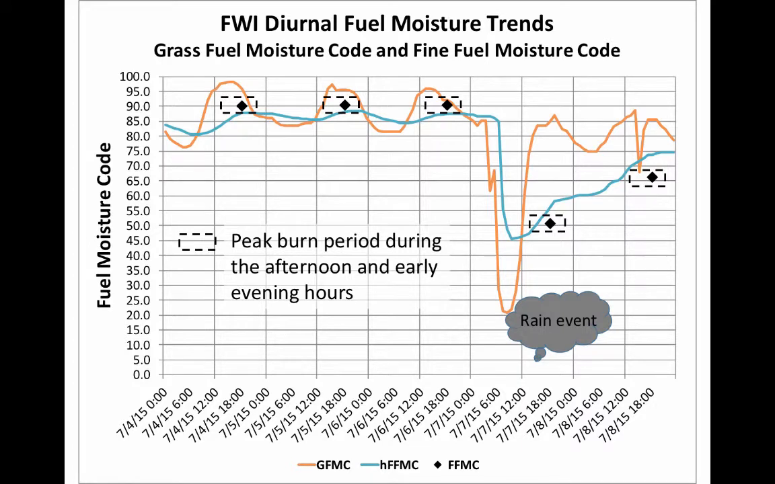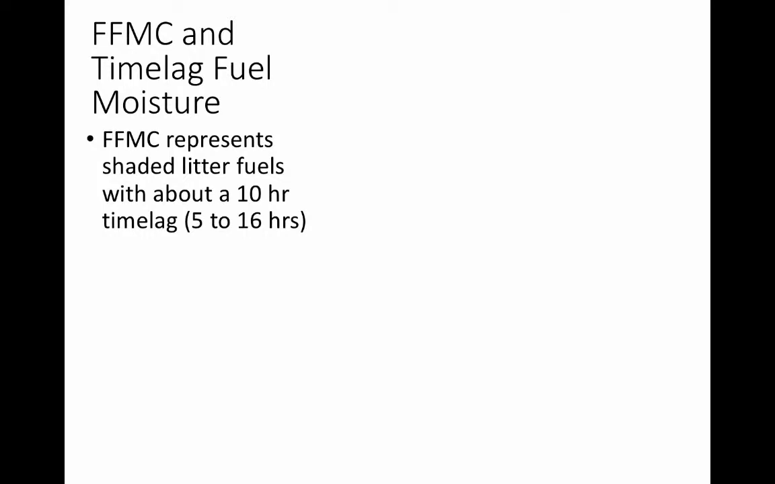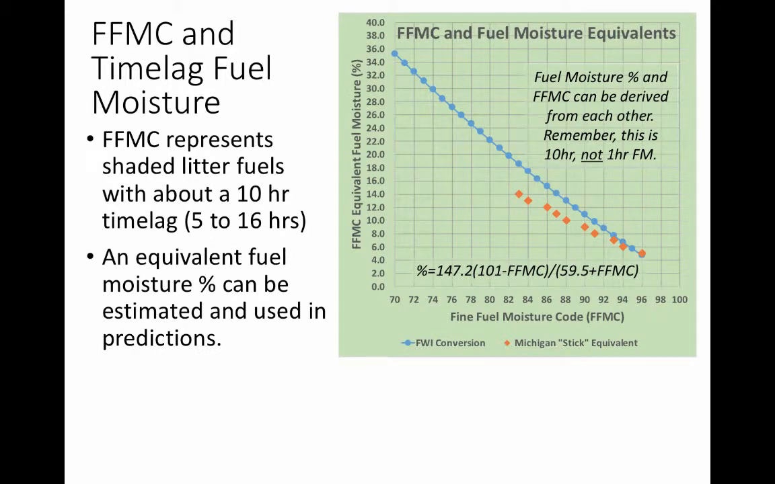It is easy to spot a rain event with dramatic declines in both the blue and the orange lines. Notice how much more quickly the grass fuel moisture code responds after a rainfall. Though FFMC is not presented as a fuel moisture, it is related to them. It represents a time lag of about 10 hours for shaded forest litter fuels. In fact, the calculation of daily fine fuel moisture code requires conversion to a fuel moisture and back to the code.